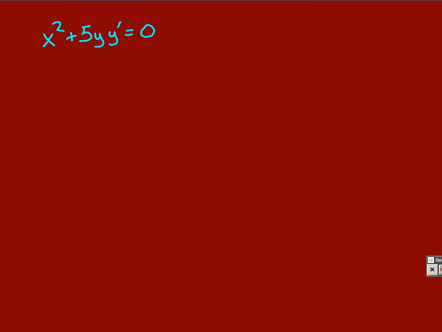Here's another example of one. In this one, it doesn't look like we have anything to work with. However, y prime just means dy/dx. Everything else stays the exact same. Now, again, same thing. We need to make it so dx is on one side, dy is on the other. So first, let's get everything else out of there. Let's get this x squared to the other side. So I'll have 5y dy/dx is equal to negative x squared.